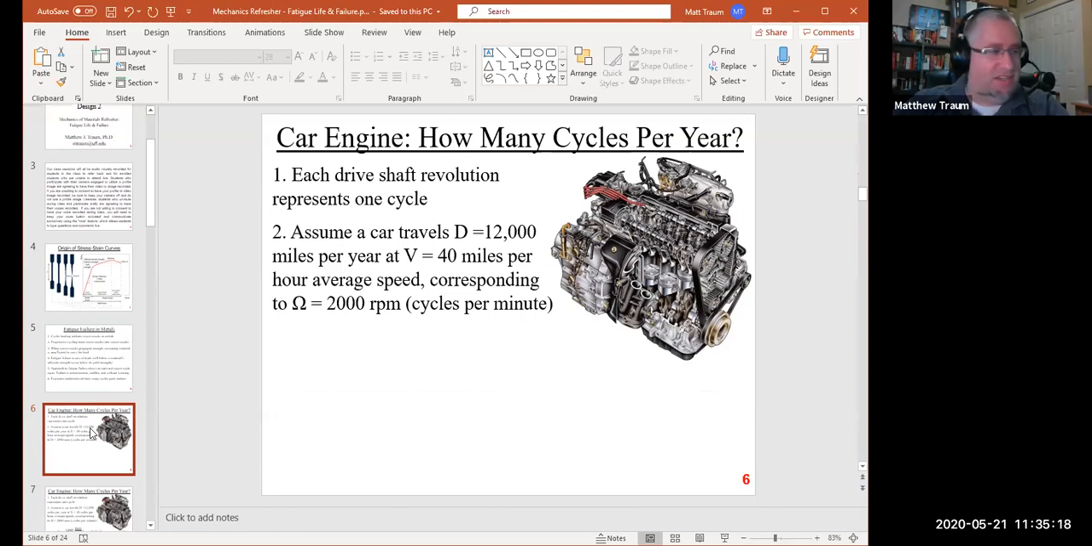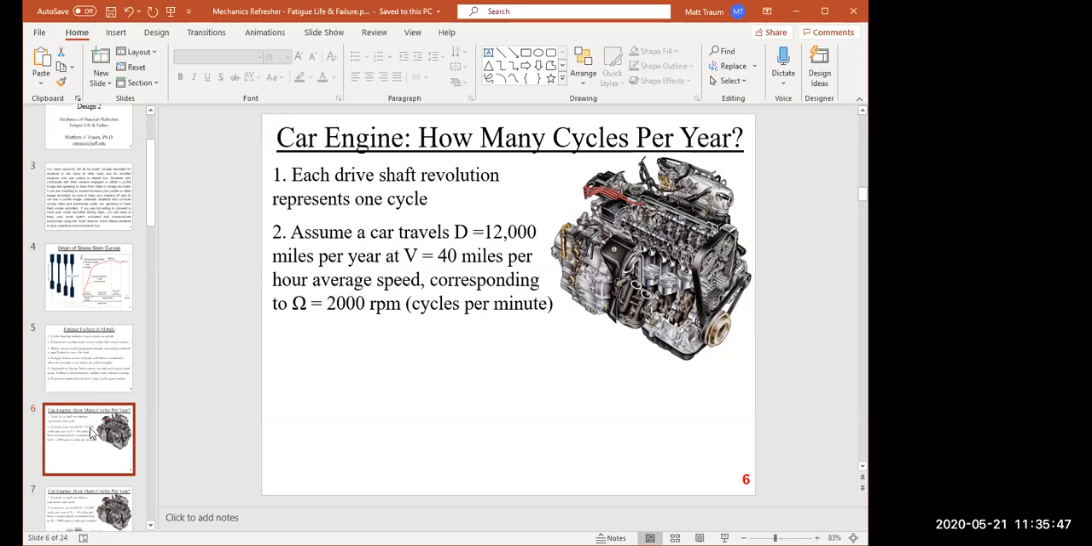And this is a pre-COVID-19 car engine, right? Because my car, for example, is getting about 1 month to the gallon these days because it's just sitting in the driveway. But this is just sort of a normal pre-COVID American car. And so anybody have any thoughts on what this number might be, how many cycles per year a car engine runs through?